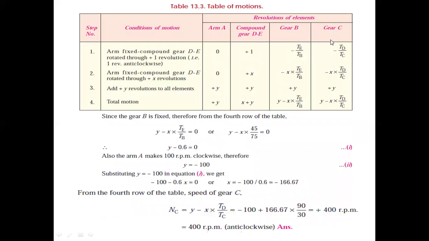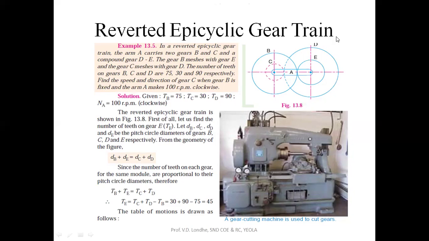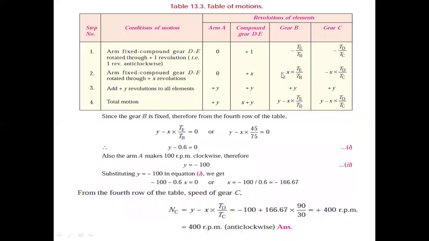And now gear C. If you see, gear C is in meshing with gear D. Gear D is having plus rotation, and gear C will have anti-clockwise sense of rotation. So the speed ratio NC by ND will be equal to TD by TC, and since the sense of rotation is anti-clockwise, the ratio will be negative, minus TD by TC. So this is the first step.